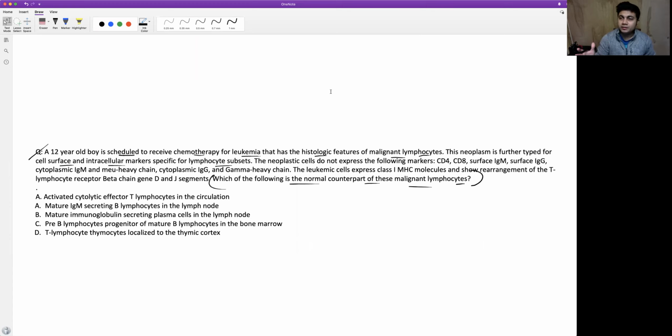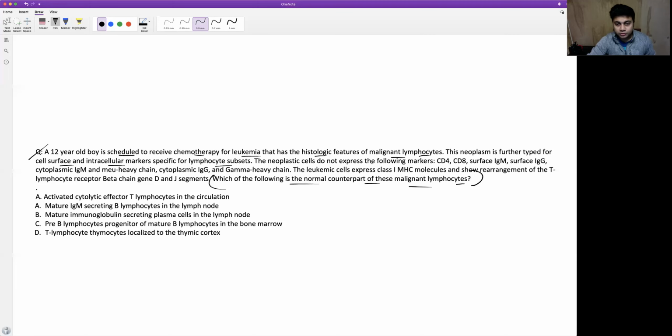We know there are different types of lymphocyte. Broadly, there are two: T lymphocyte and B lymphocyte. But there are multiple subtypes based on their cell surface markers, what they produce, what type of interleukin they secrete, and what internal structural markers they have. So they want to know specifically what type of lymphocyte this is in this kid's malignant neoplasm.